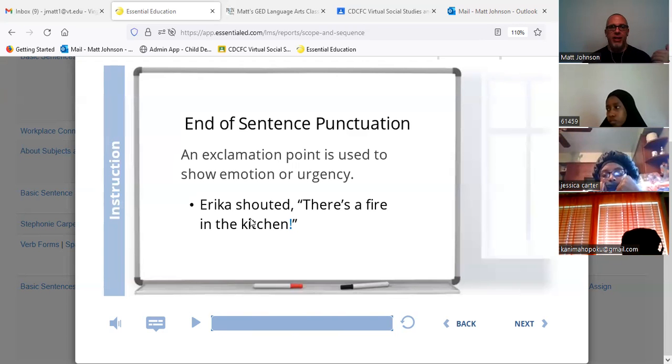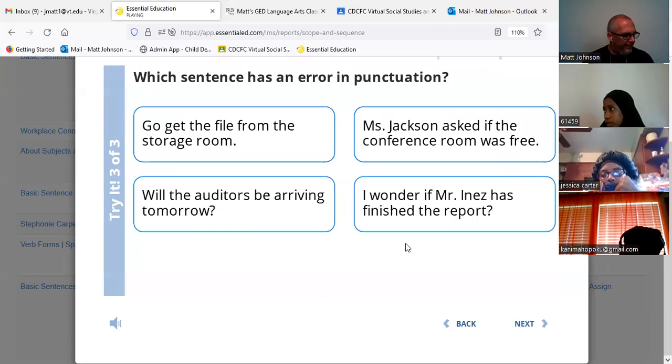And again, it's separating your sentences into meaningful units that make a complete one. You start with a capital letter, you end with either an exclamation point, question mark, or period to end that idea. All right, so let's see what we have now. Which sentence has an error in punctuation?